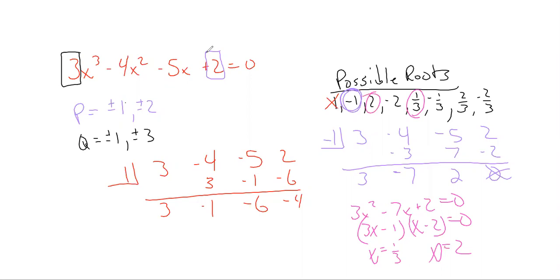So now I know that my roots are negative 1, 1/3, and 2. And that's the answer to the problem. That is how you use the rational root theorem. All right? I hope you get that one. And we will hit the next one.